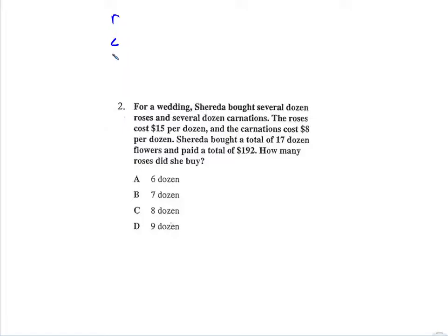Both of these are flowers. $8 per dozen. Oh, this one is actually, you don't have to set up a system of linear equations, do you? So if you bought a total of 17 dozen flowers, oh, so you do have to do it. Okay, so you have to say r plus c is equal to 17. The unit here is dozen, so roses plus carnations added up to 17 dozen. So this is our equation for how many dozen.